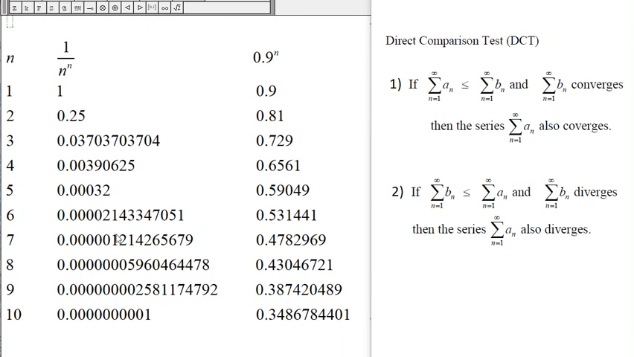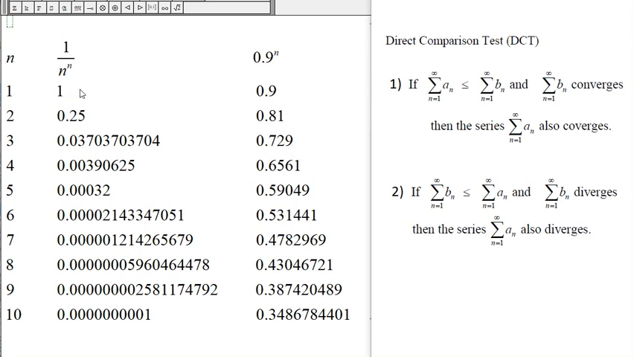The first column is the a sub n column, and the last column here is the b sub n column. When n is 1, we get 1 for a sub n, and we get 0.9 for b sub n. When n is 2, we get 0.25 for a sub n, and we get 0.81 for b sub n. When n is 3, we get 0.037 for a sub n, and 0.729 for the b sub n.